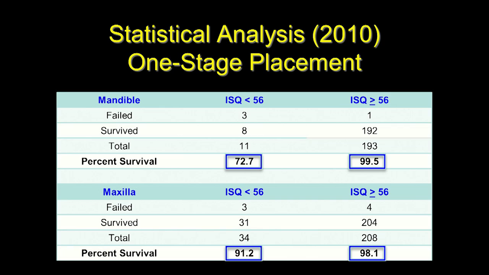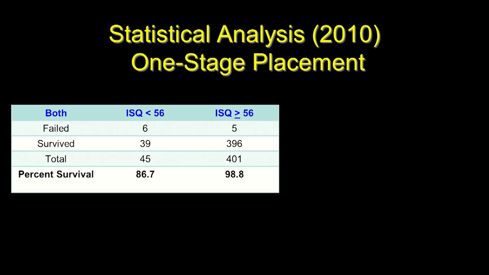When we combine all of it together, we see that an ISQ value below 56 resulted in a survival percentage of 86.7. However, with a number above 56, that implant would provide us with a survival rate of 98.8 with one stage placement.